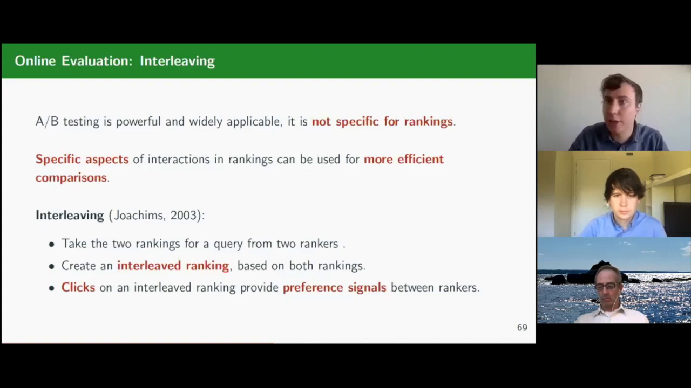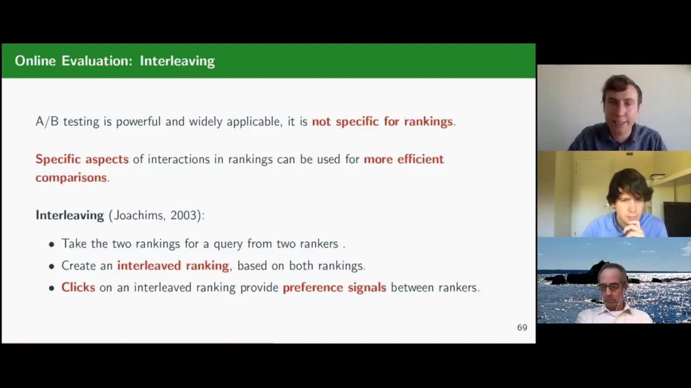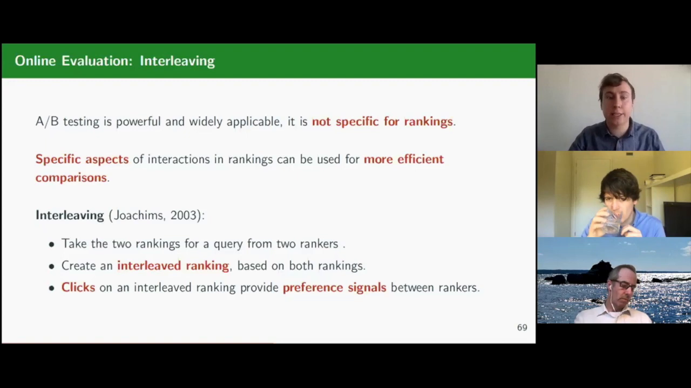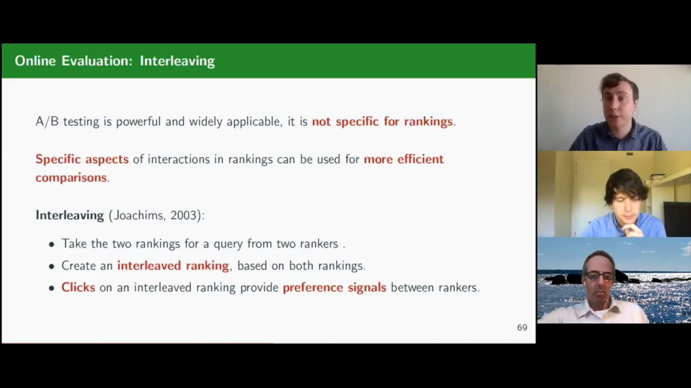And one of these techniques, one that was invented almost 20 years ago, is interleaving, where the main idea is that you take two rankings for a query, and these come from two different rankers, ranker A and ranker B, and you create a single ranking out of these. You interleave the results of these two rankers together to produce one ranking that you'll actually then show to a user, and from clicks on this interleaved ranking, you can infer some preference signal between these two rankers.